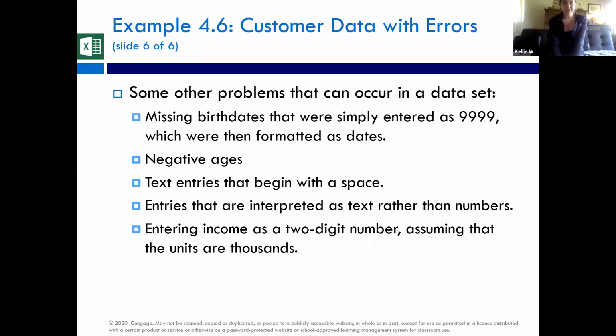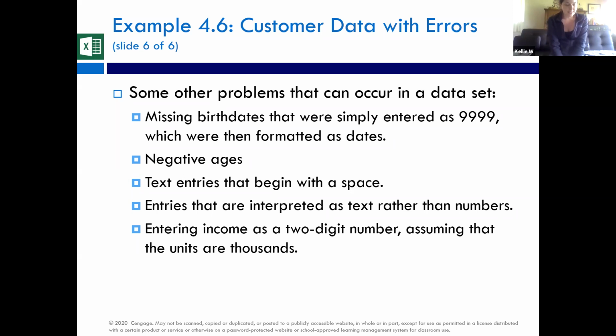Excel read that 9999 as May 17th, 1927. So we would have to either get rid of those values or fix them if we could go back and clean the data. That's another way you can validate date data.